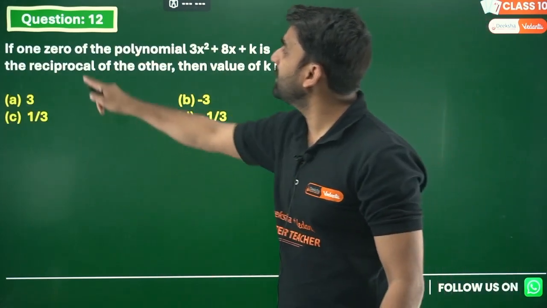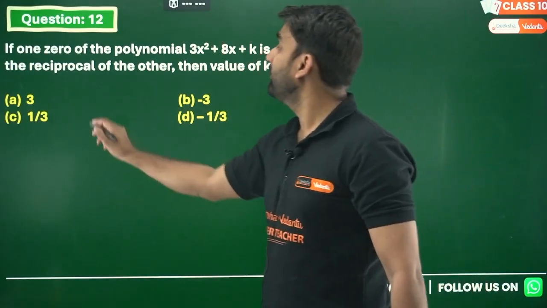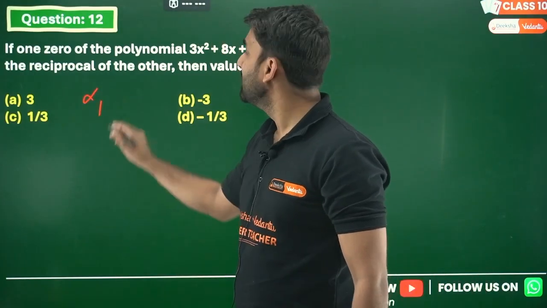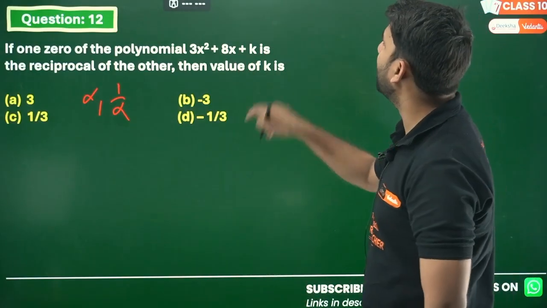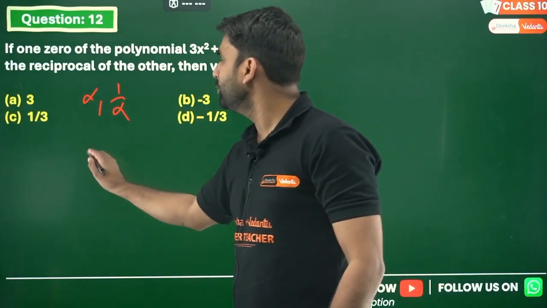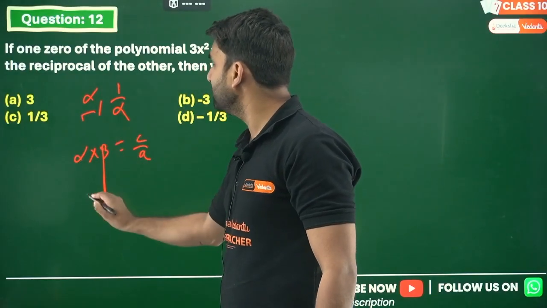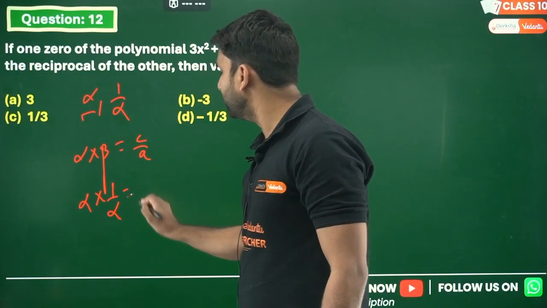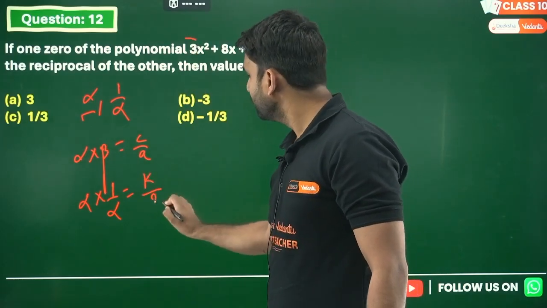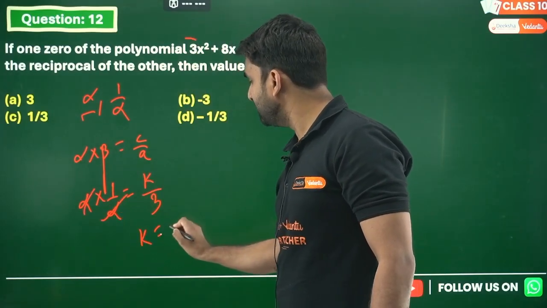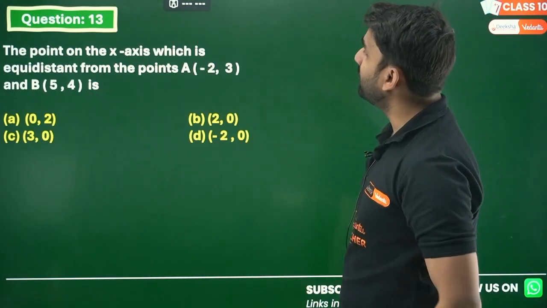Question number 12. If one zero of the polynomial is the reciprocal of the other. Very good. If the first zero is alpha, then the second zero is 1 by alpha. Simple. Then what will be the value of k? We can use alpha into beta is equal to c by a, where one root is alpha and the other root is 1 by alpha. C is k here, and a is 3 here. So alpha cancels, and k is basically equal to 3. Look at the answer.